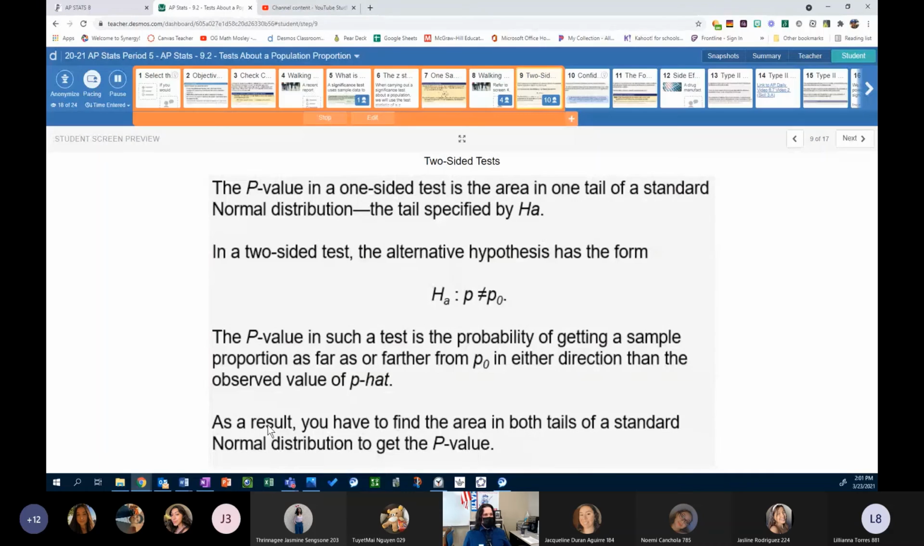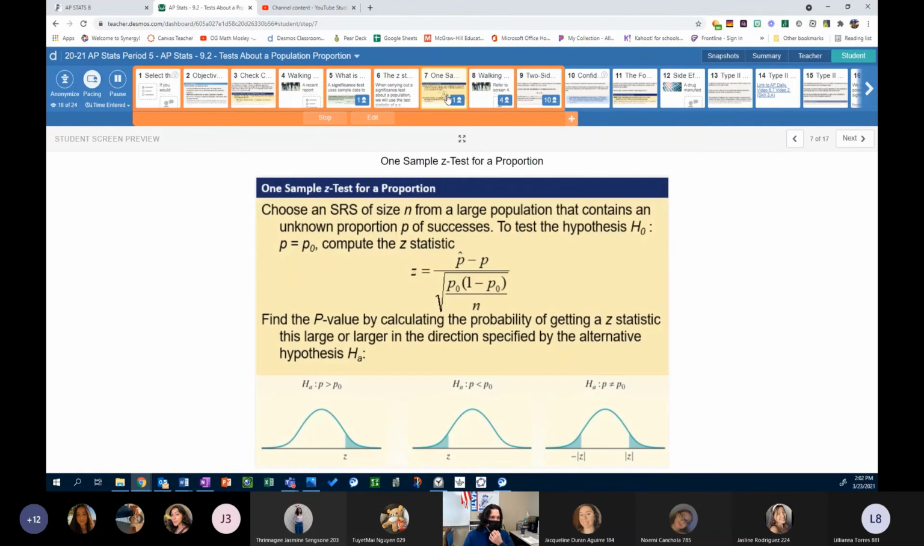As a result, you have to find the area in both tails of a standard normal distribution to get the p-value. And again, this is what I was saying, where you find the area under one tail and then you double it because we have symmetry. Right, and the picture of what that looks like is on slide 7 with our definition here. The alternative hypothesis such that p is not equal to p sub 0, we have the two tails. Each tail occupies the same amount of area.